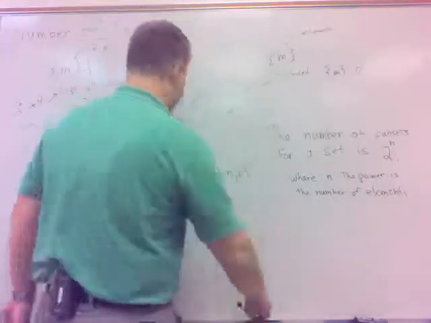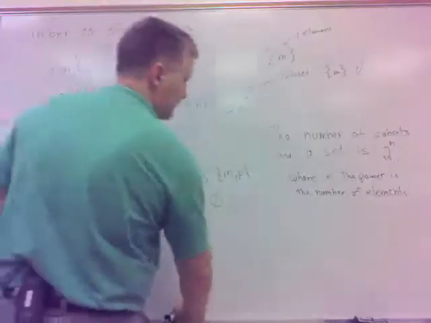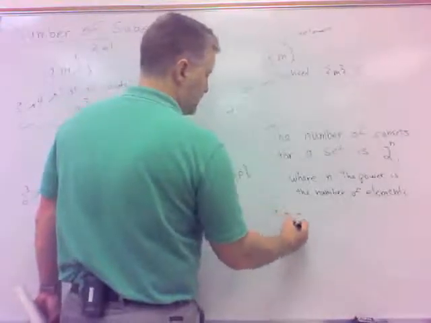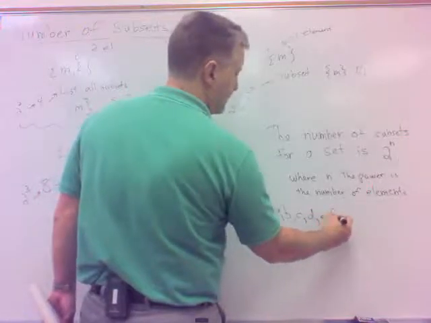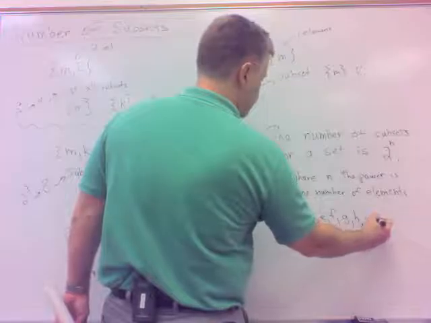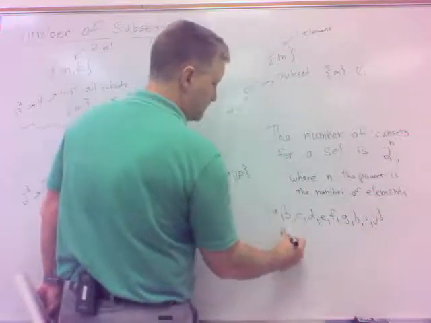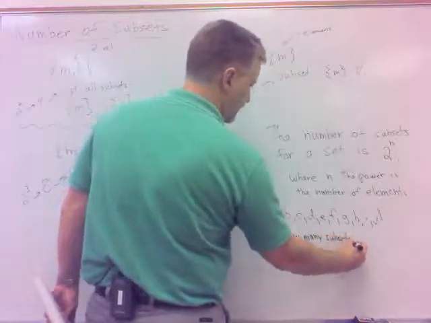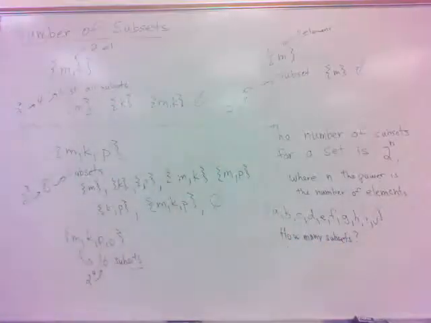So let's do one here. Let me leave that up there. Okay, so if I had this set, A, B, C, D, E, F, G, H, I, J, how many subsets? See if we can figure that out. How many subsets does A, B, C, D, E, F, G, H, I, J have? Is it 2 to the 10th? It is 2 to the 10th, isn't it? Why is it 2 to the 10th?